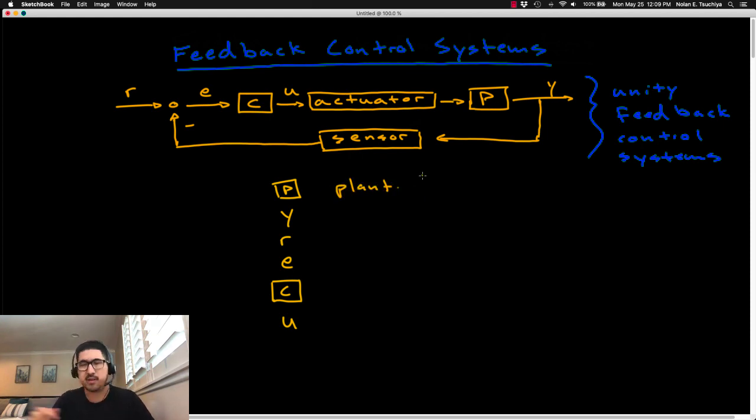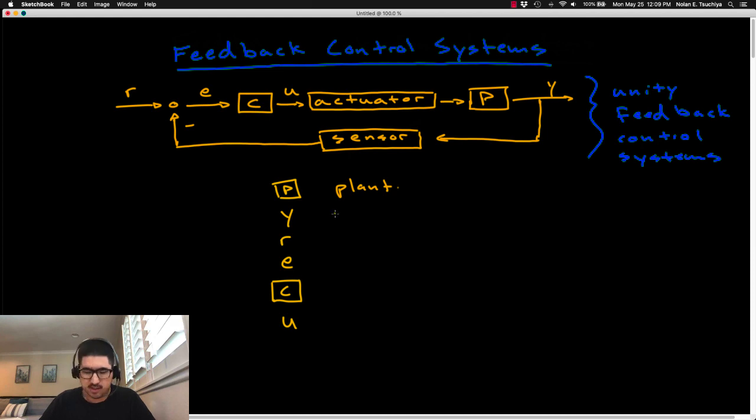This is essentially the dynamic system that your feedback system is going to try to control. So this could represent a vehicle, it could represent a robot, it could represent a temperature control system. Really, it could be anything with dynamic behavior that we can use feedback control systems to control.